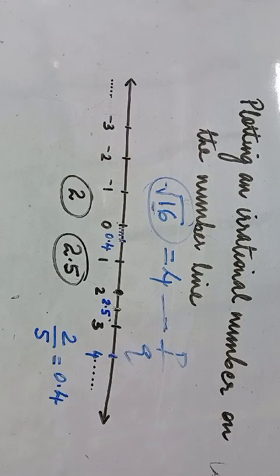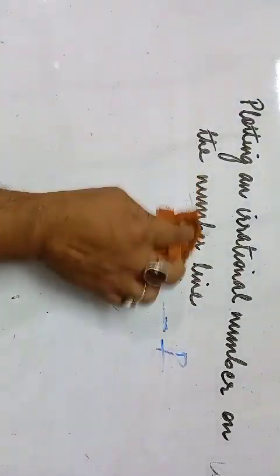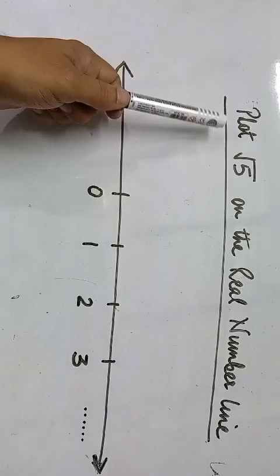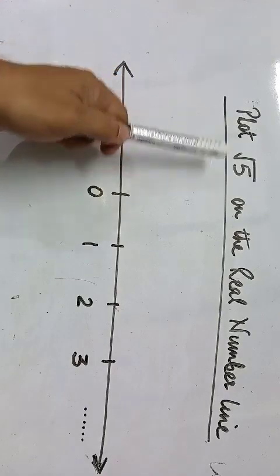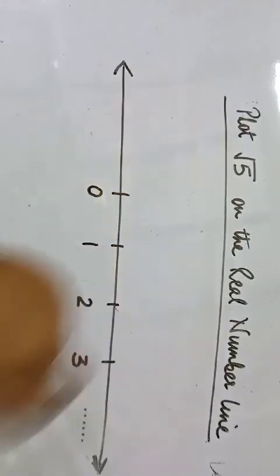So we will see how to plot an irrational number, or a square root of a number which is not a perfect square. So let's say, for example, I'll erase this portion. Okay, so here is the setup. The question is: plot root of 5, which is the square root of 5, on the real number line.